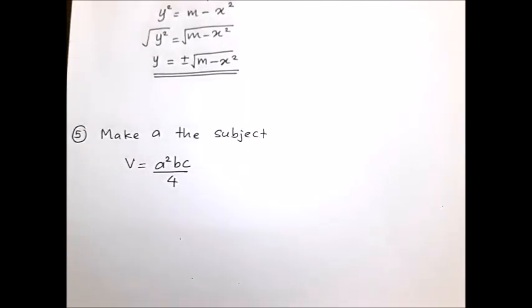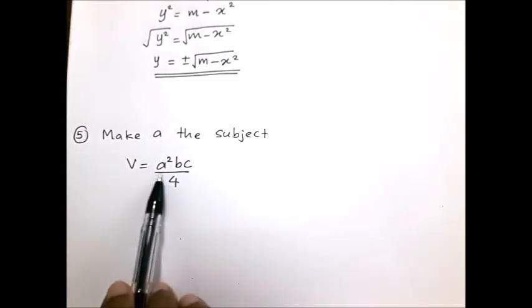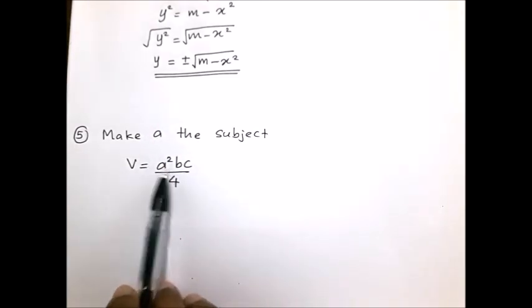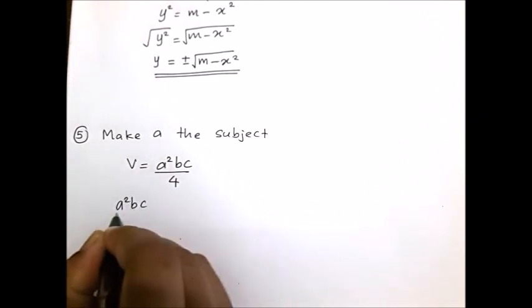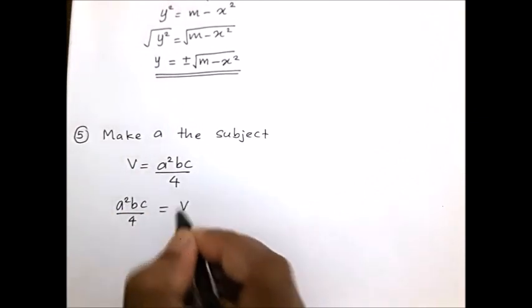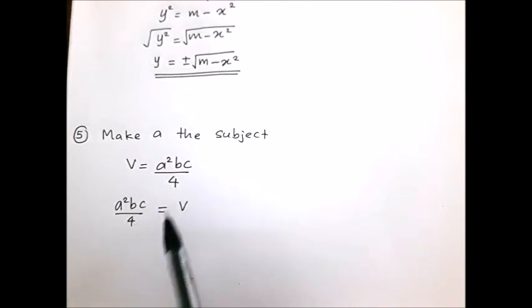Let's start fifth example. V equals a squared bc divided by 4. Question says to subject a. First change sides of the equation. A squared bc divided by 4 equal v. You have to remove b, c and 4. First you can remove 4. Use cross multiplication. Take 4 here.